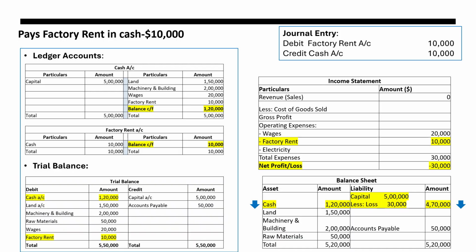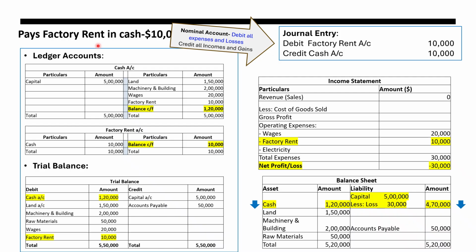Let's look at the next transaction. It is payment of factory rent in cash for 10,000. So payment of factory rent, that's an expense, and all expenses are classified as nominal account. So what's the rule for nominal account? Nominal accounts will be debit all expenses and losses and credit all incomes and gains.